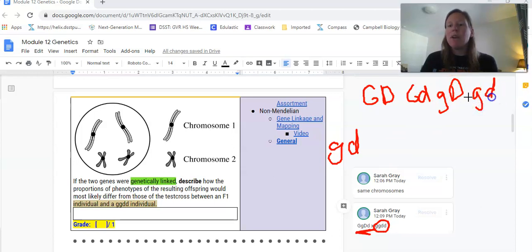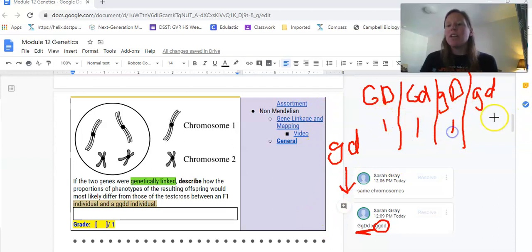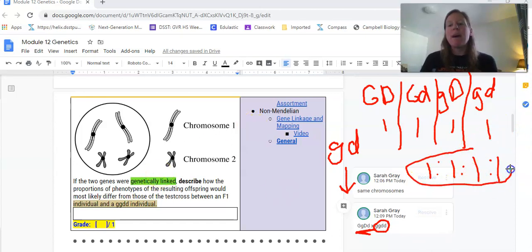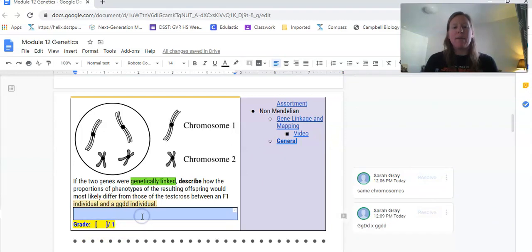Okay, so whenever I see this, I immediately think to myself, okay, well, it's going to be the same all the way down here. So the only difference is across the top, which means I'm going to have a 1 to 1 to 1 to 1 ratio. Great. So I have a 1 to 1 ratio if these were independently assorted, so if I got one allele from each parent. However, they're not. They're linked. So when things are linked, I should know that that means that I'm going to look like my parents.